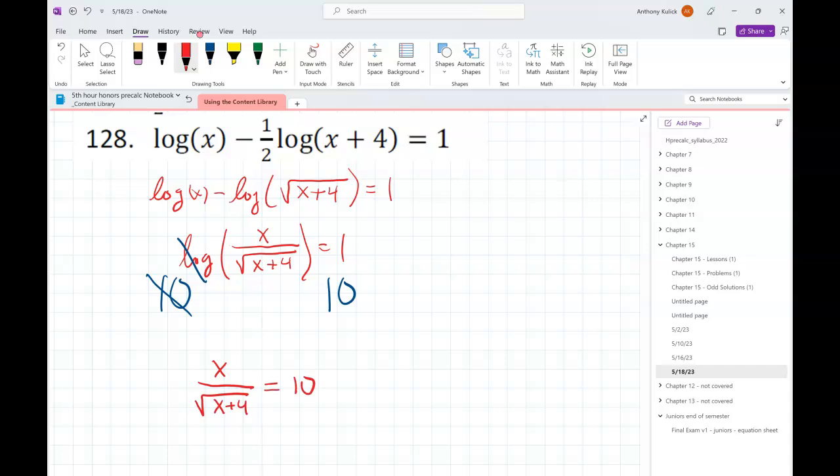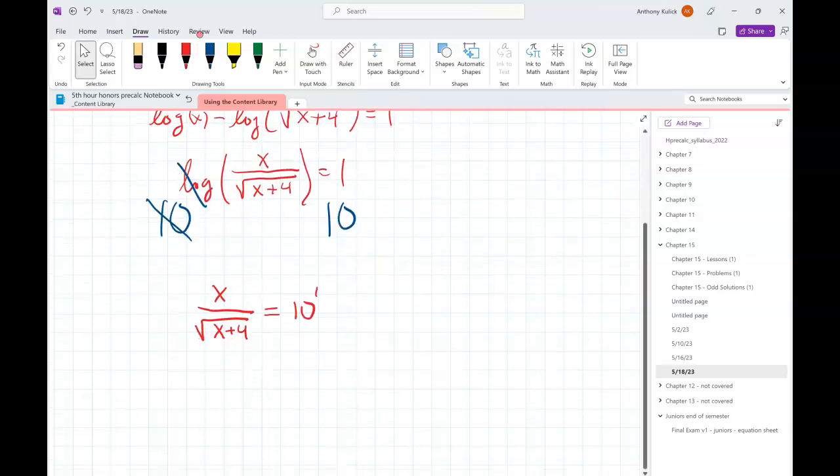So I have, already even that way, x over square root of x plus 4 equals 10 to the first, or just 10. I'm going to put the first on there to remind us that I didn't multiply by 10, but used an exponent base. So to solve this now, I'm going to start by clearing the fraction. So I'll multiply both sides by the square root of x plus 4.